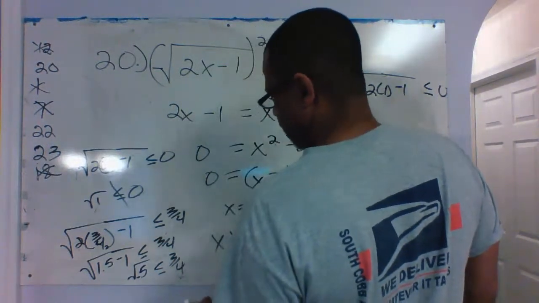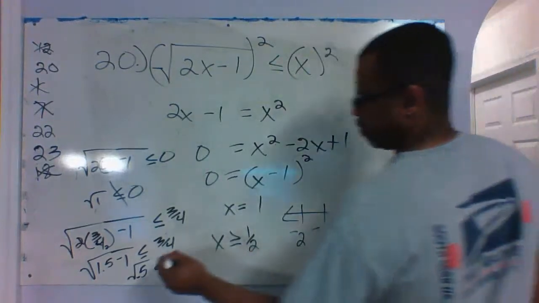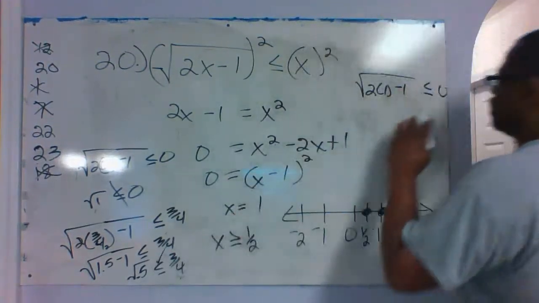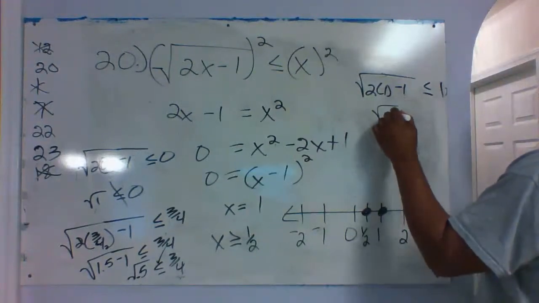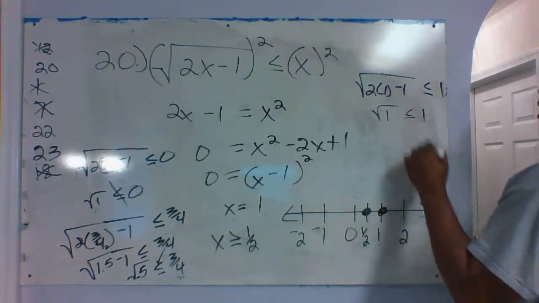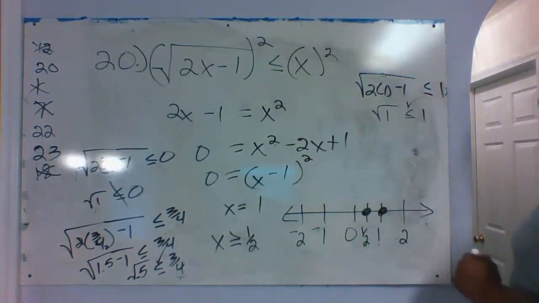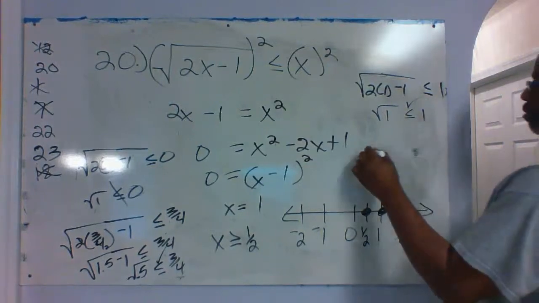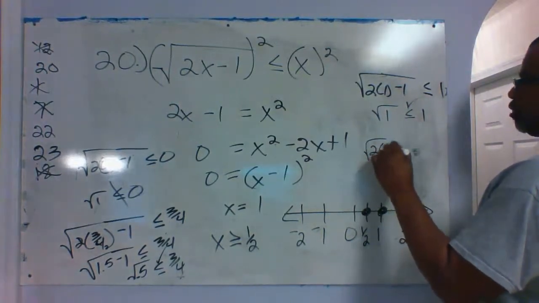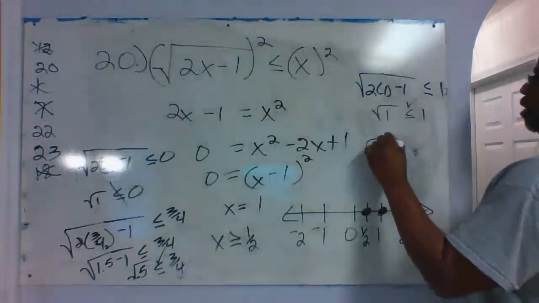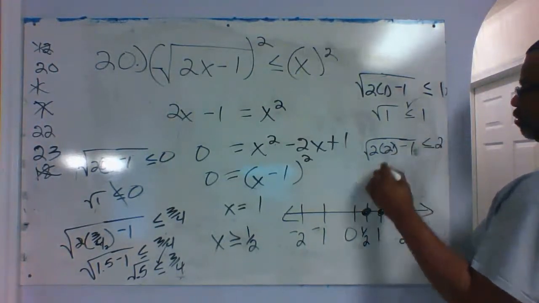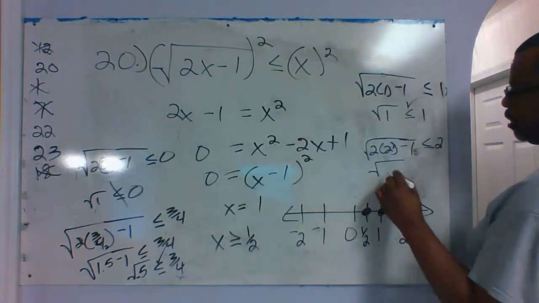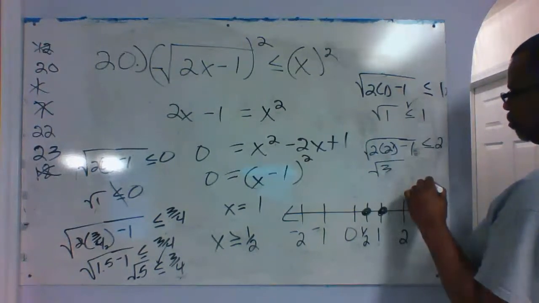All right, so then this will work here. Then this should be 1, and then this is just going to be the square root of 1, 1. So that works. Oh, so now we got to try 2. So we got 2 times 2 minus 1, which is 3.